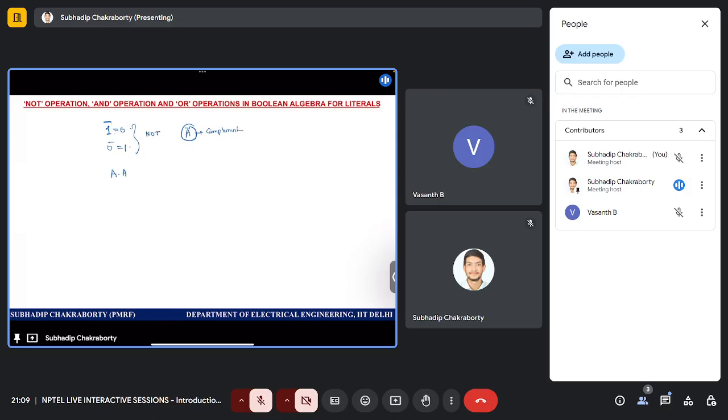And we know A dot A is A, and A plus A is A. And A double bar is nothing but A. The complement of the complement of A is nothing but A. So these are fundamentals, right? So for the OR operation, if you do it for the same variable, you will get the same variable. Otherwise, the AND operation also holds true for the same variable that you are trying to do.